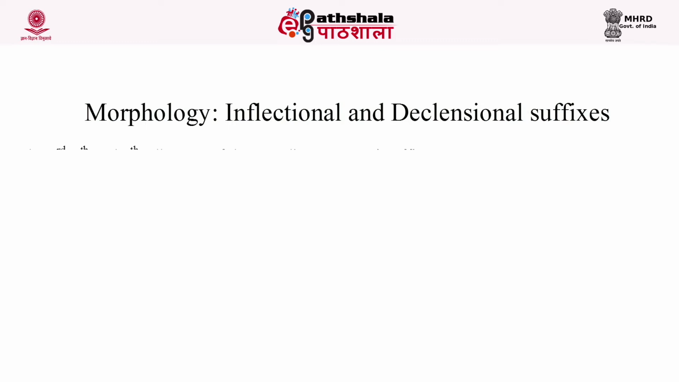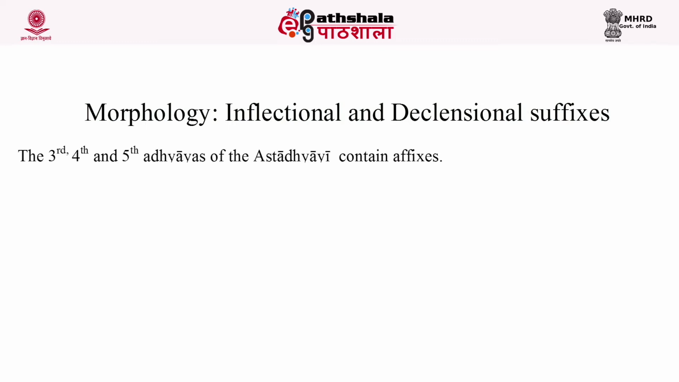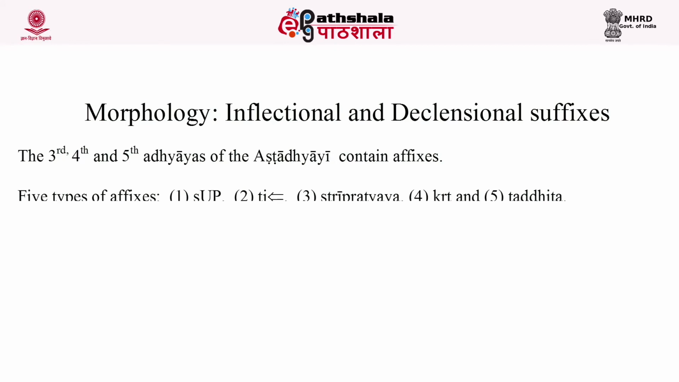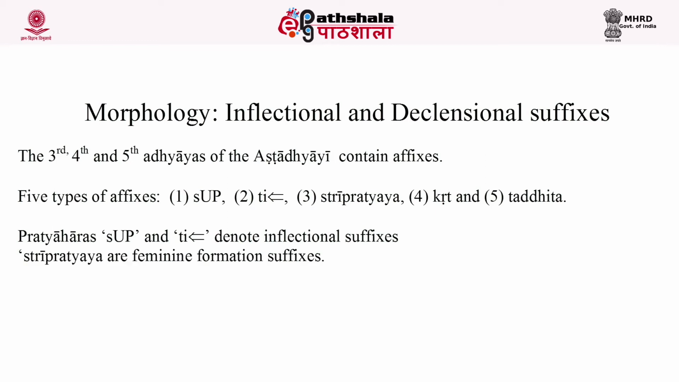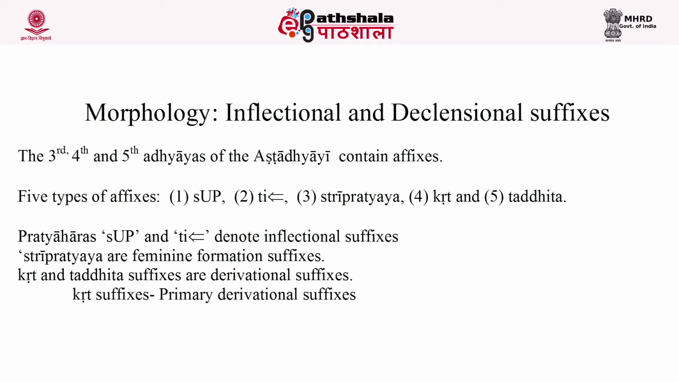Now, please notice that the third, fourth, and fifth adhyayas of Ashtadhyayi contain affixes. Five types of affixes are there: one, sup; second, ting; third, stri pratyaya; fourth, krit; and fifth, tadhita. Pratyaharas sup and ting denote inflectional suffixes. Sup suffixes are declensional suffixes, and ting suffixes are conjugational suffixes.